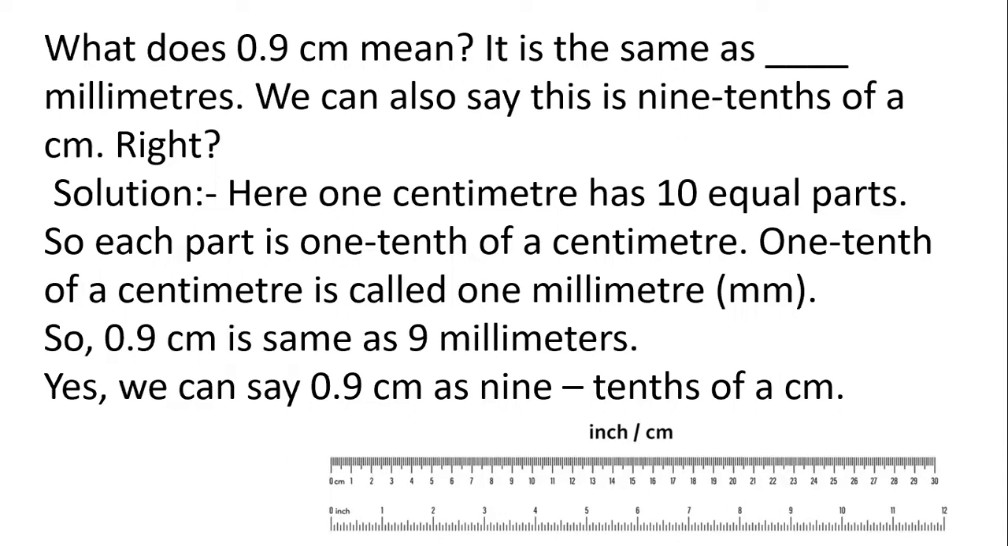That explanation I had in the beginning, we know very well, no need to write that. Directly you can write 0.9 centimeter is 9 millimeters. You can see the last but one line. 0.9 centimeter is same as 9 millimeters. So 0.9 is called as 9 by 10th of a centimeter.